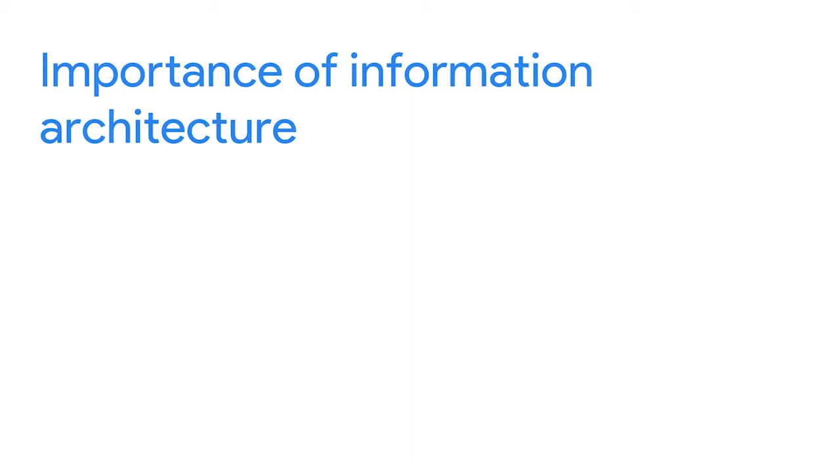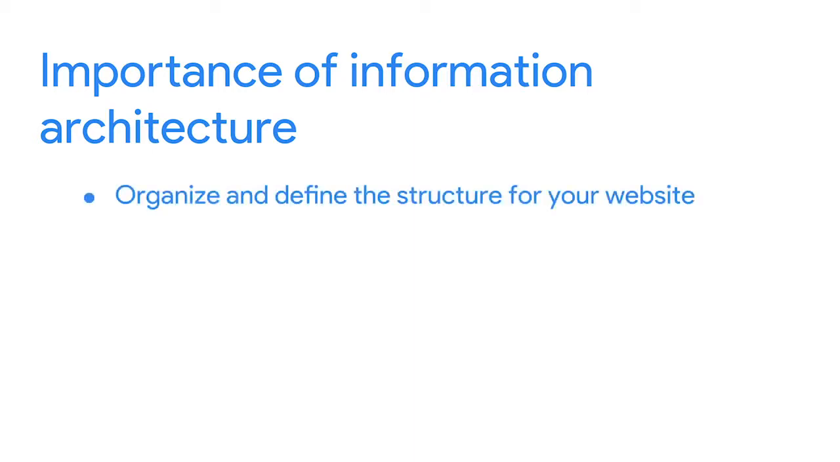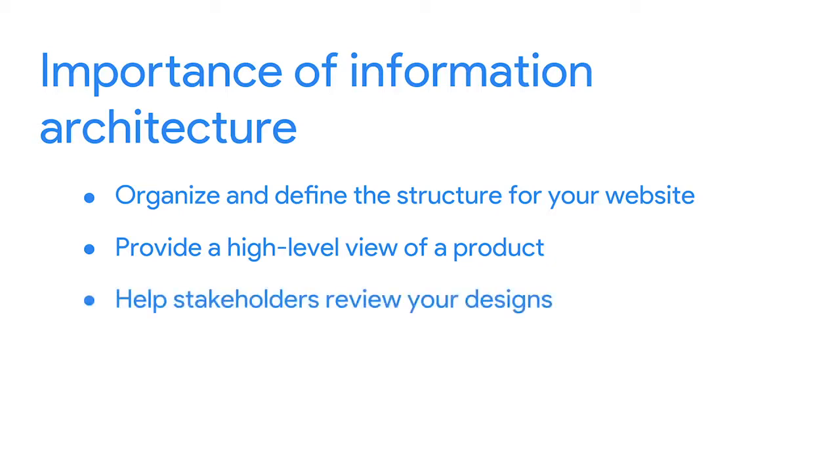First, IA can organize and define the structure for your website. An organized website is easy to navigate. Also, IA can provide a high-level view of a product. Understanding how the elements of a website fit together and relate to each other can improve your design process. In addition, IA helps stakeholders review your designs. Stakeholders can evaluate whether the content in the site or the app is the correct type of content and if it's placed in the appropriate places to help achieve business or product goals.